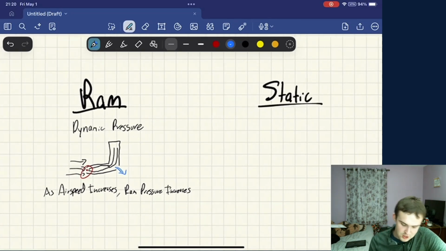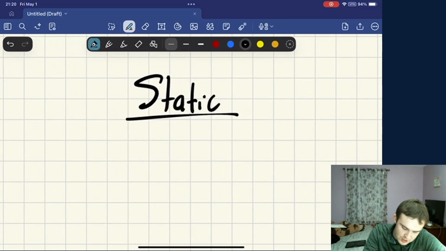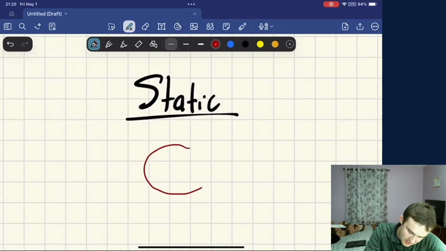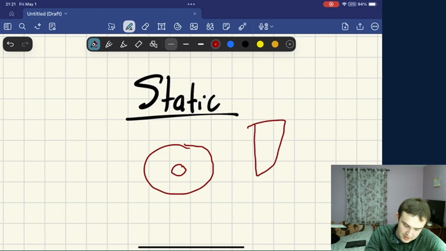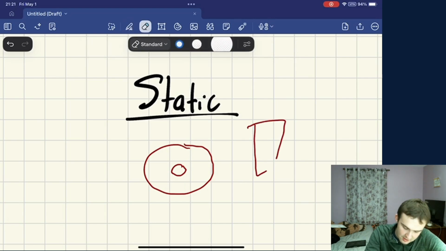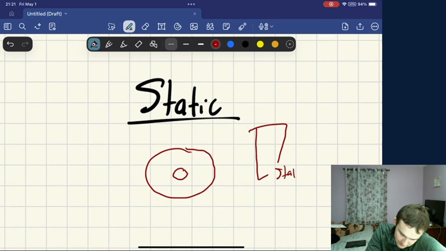That's our ram pressure. Now I'm going to shift and talk about our static pressure, which I think is a lot simpler to understand. I'm just going to use a red circle here. As we've got on our Pipers, we've got this shape like that for our pitot mast. There's a little hole on the back. That's going to be where our static pressure is.